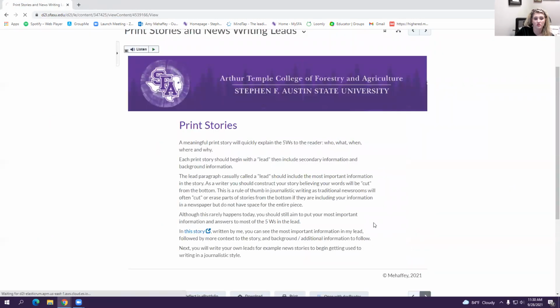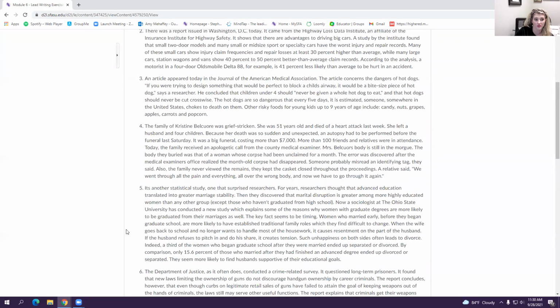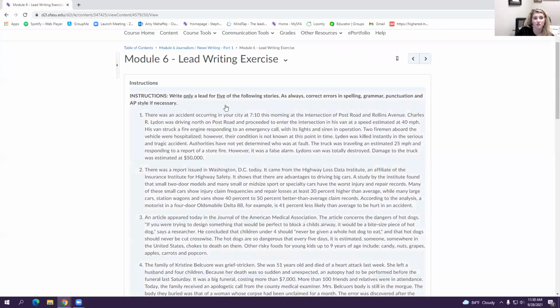The next page, you have a lead assignment. So you're actually going to practice writing leads. So all of these are topics. There's 10 total. You only have to pick 5, and you will write a lead, and your module will explain to you how to write a lead. The example I gave you is an example of a well-written lead. So you'll do this yourself and turn it into this Dropbox.